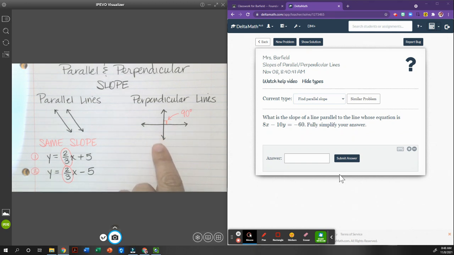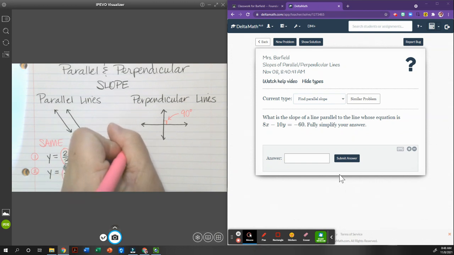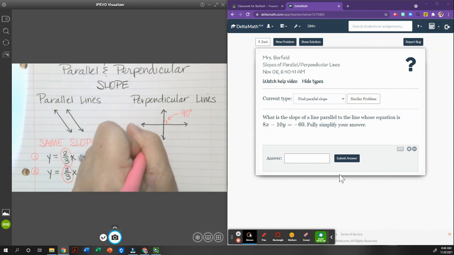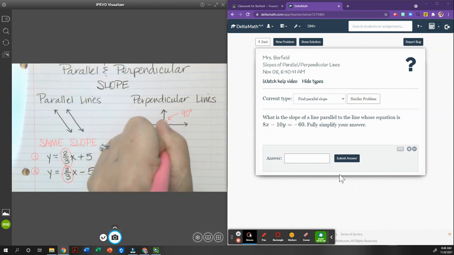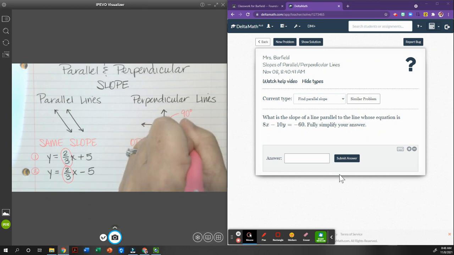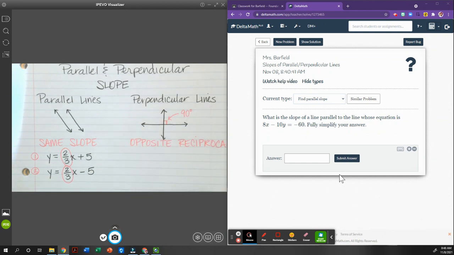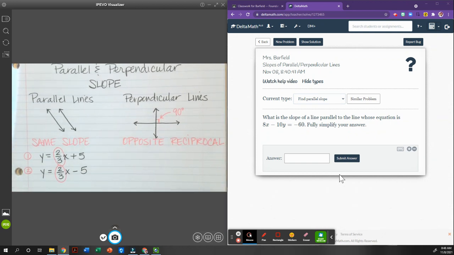Now, perpendicular lines are a little bit different. Still super easy. Their slopes are opposite reciprocal. So the slope is an opposite reciprocal.